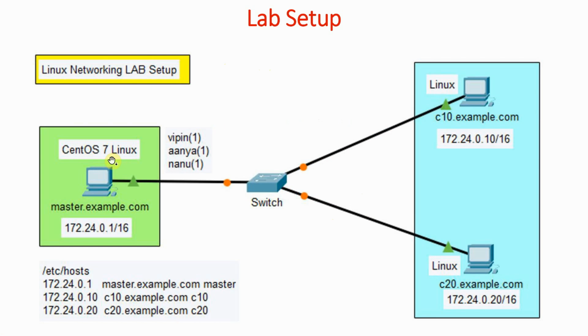We will be involving 3 systems, and on all 3 systems we will be using CentOS 7 Linux. So in our case, the 3 systems would be like this. That means we will have one master.example.com, which will be having the address 172.24.0.1/16, and then we will be having initially 2 client systems. Again, those are going to be Linux systems.